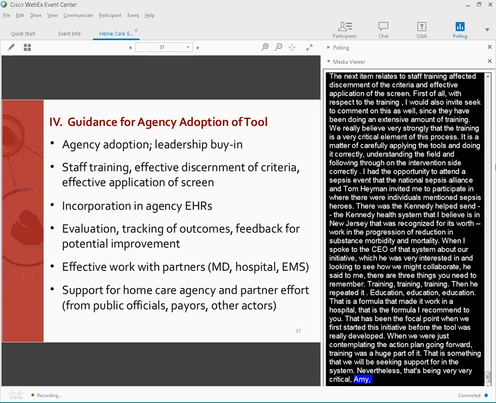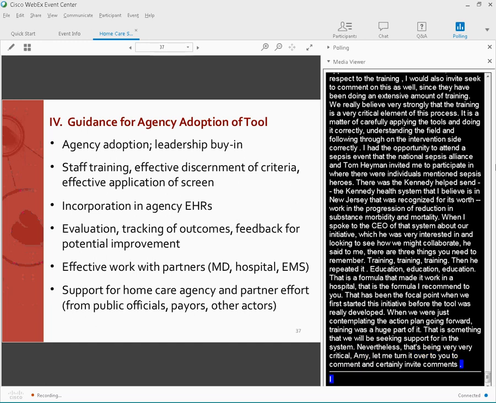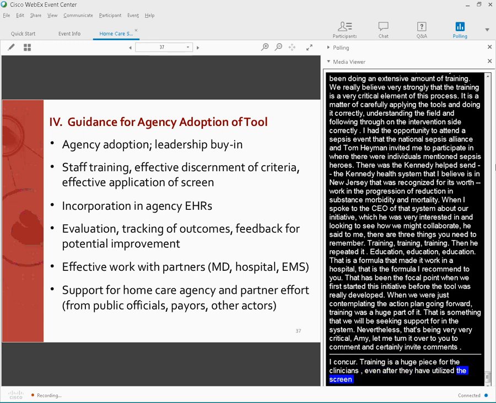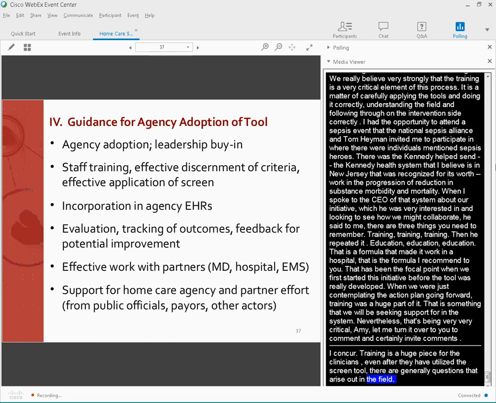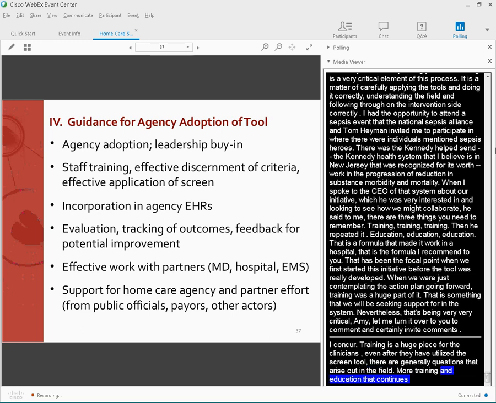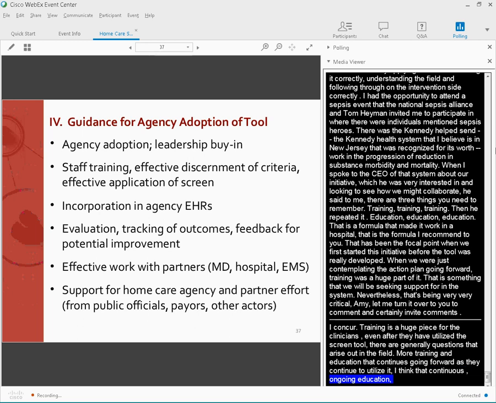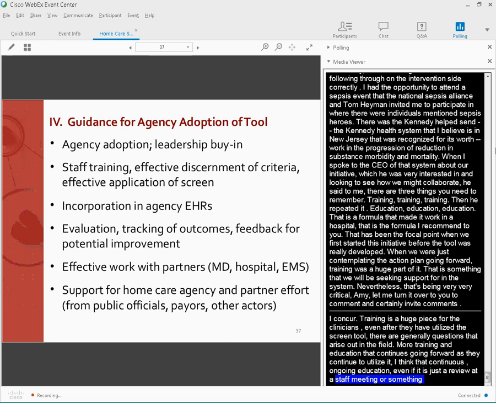I concur with you, Al. Training is a huge, huge piece for the clinicians. Even after they have utilized the screen tool, there's generally questions that arise out in the field, and there's more training and education that continues going forward as they continue to utilize it. So I think that continuous ongoing education, even if it's just a review at a staff meeting or something along those lines, just to have that continuous education and follow-up for it.